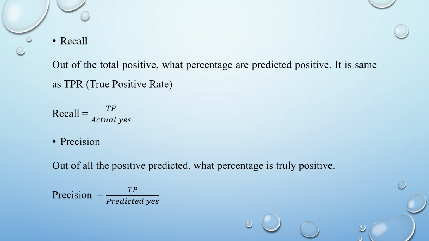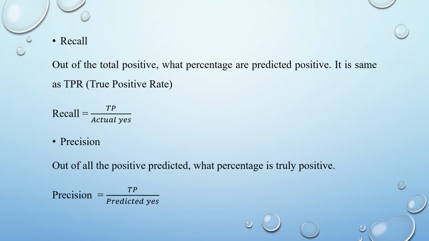Recall. Out of the total positive, what percentage are predicted positive? It is the same as true positive rate. The formula to calculate recall is true positive divided by actual yes.